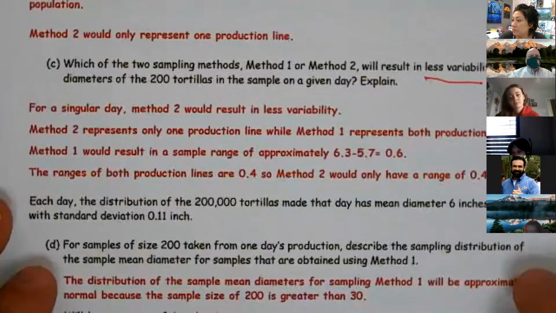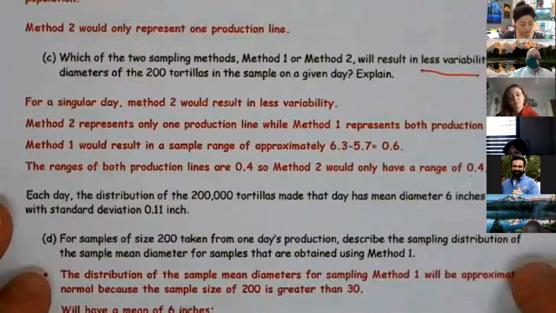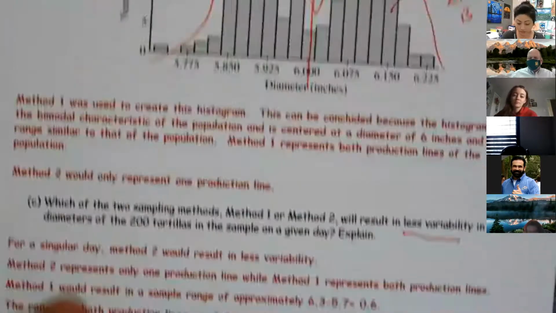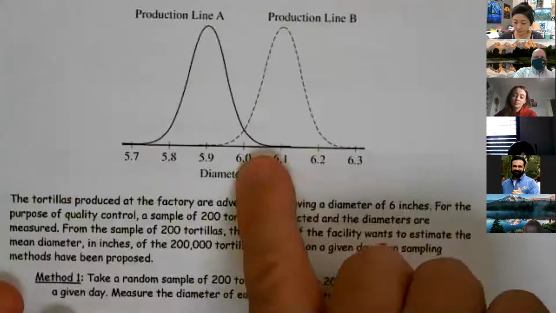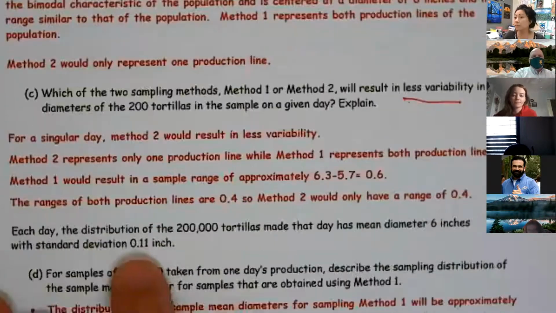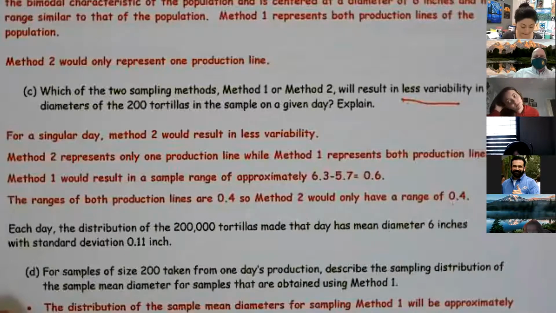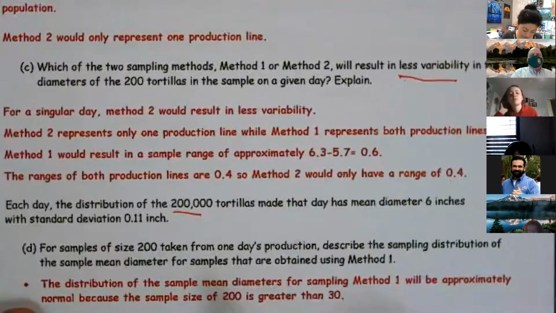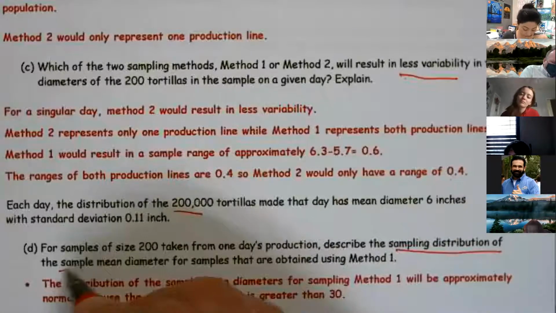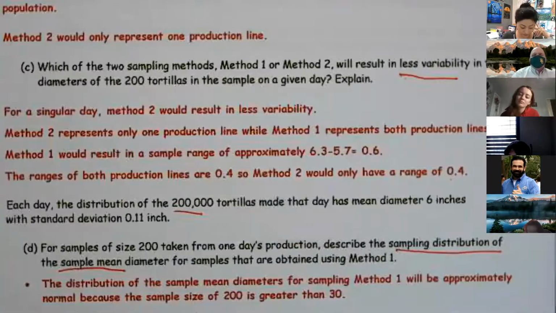Okay, each day the distribution of the 200,000 tortillas made that day has a mean diameter of 6 inches with a standard deviation of 0.1. So basically all they're saying is each day, here's where the center is, at 6, and they're telling me the standard deviation is 0.1, and they know that I have a distribution of 200,000. For samples of size 200 taken from one day's production, describe the sampling distribution of the sample mean. So they want the distribution of the means for samples that are obtained using method 1.